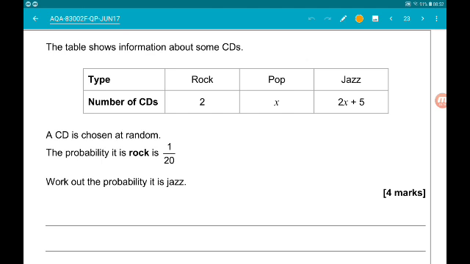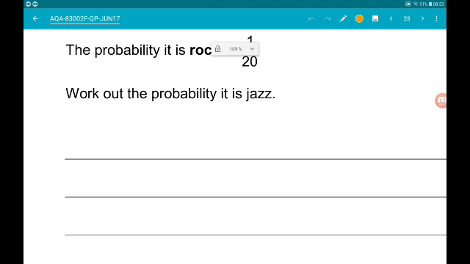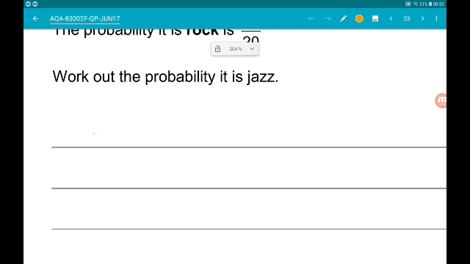So, we're told a CD is chosen at random. The probability that it is rock is 1/20th. We want to work out the probability it is jazz. Okay, so we know then if the probability of rock is 1/20th, that means 1/20th of the CDs are rock.